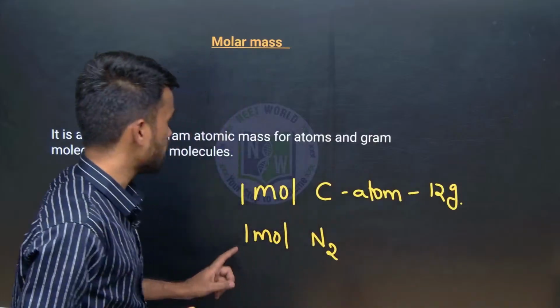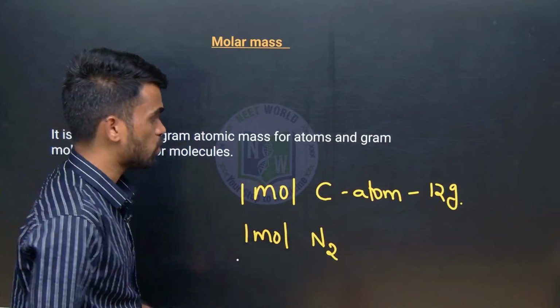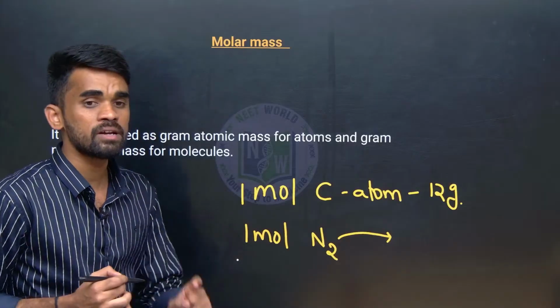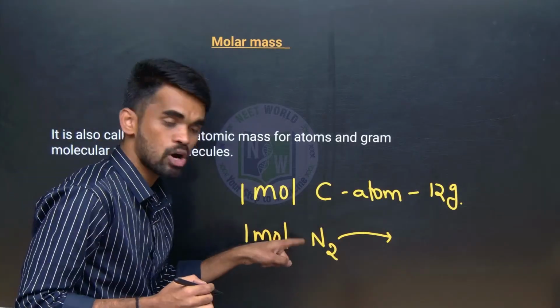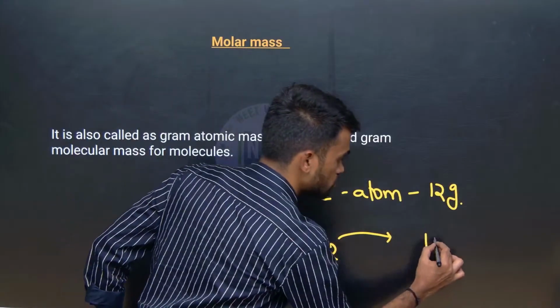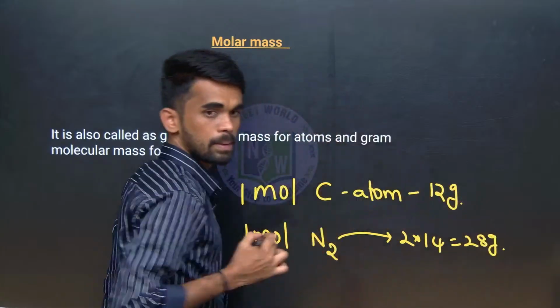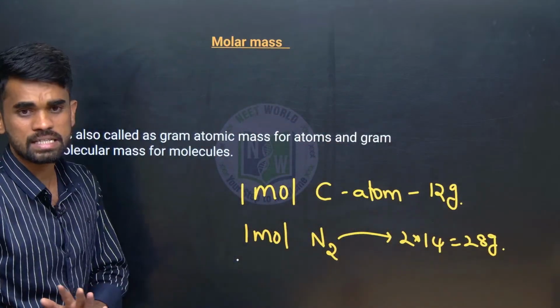Now, 1 mole of N2. What is its mass? 14 is for the nitrogen atom, and it is a molecule now, so 14 into 2 times. So it will be 28 grams. These are the basic things we discussed in the last class.